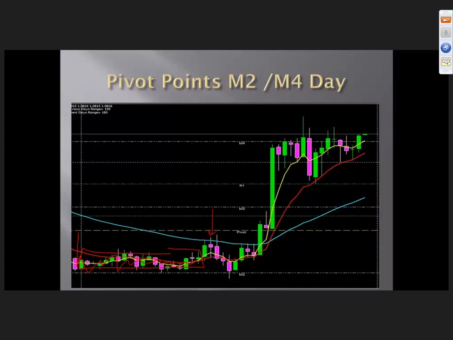Right? Then he comes right out, forms the low on M2, and he bursts out 1, 2, 3 in the consolidation right to the M4 spike in the consolidation to end the day slightly off the high. Crazy stuff, man.